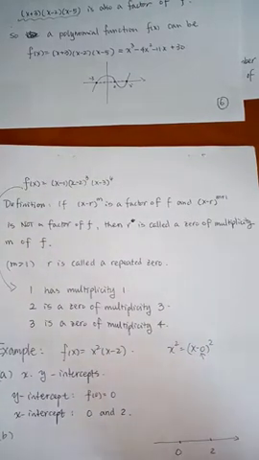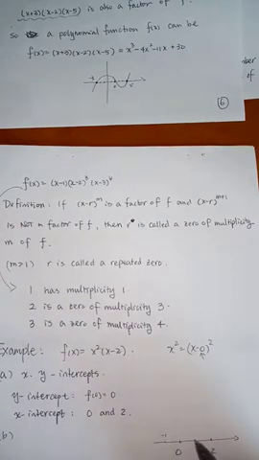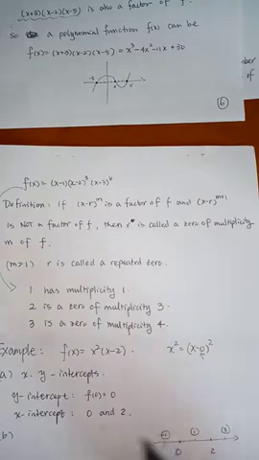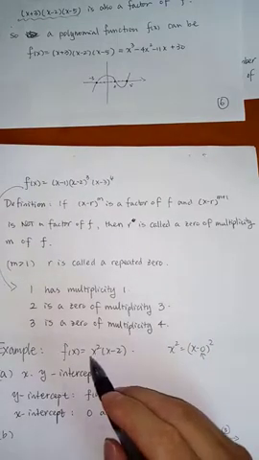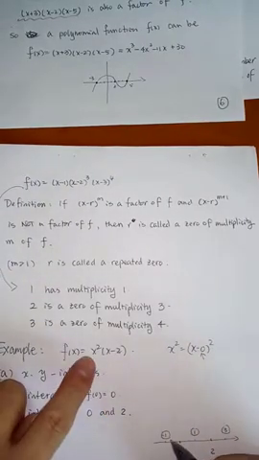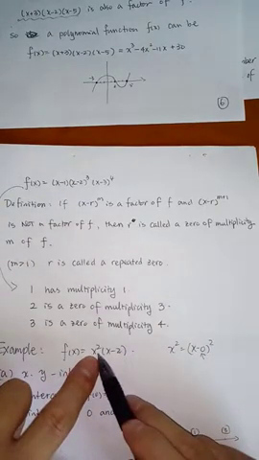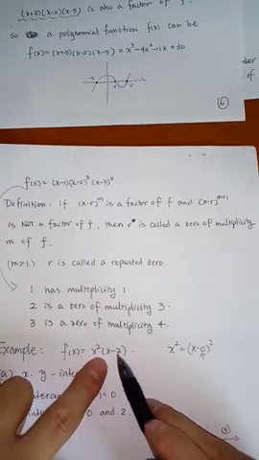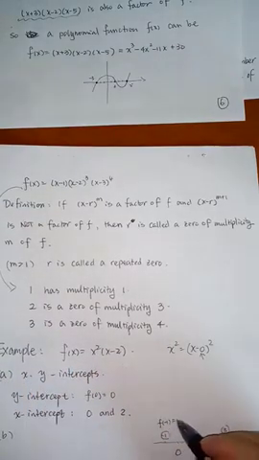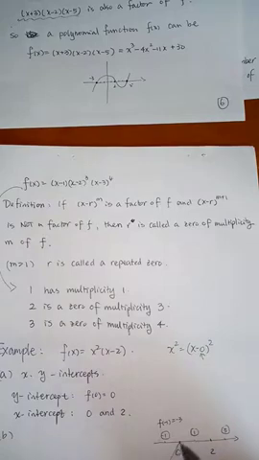When you have 0 and 2, you will have 3 intervals. For those 3 intervals, you pick a sample point. For example, here you select -1, here you select 1, here possibly 3. You evaluate the original function. At -1, what is f(-1)? -1 squared is 1, -1 minus 2 is -3, and 1 times -3 is -3. So it's below the x-axis.